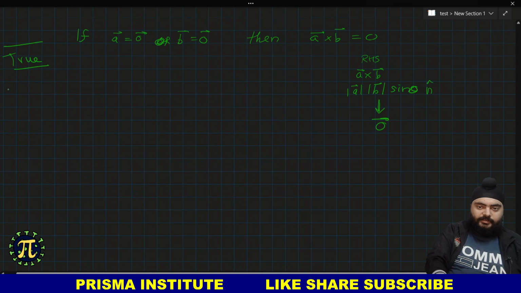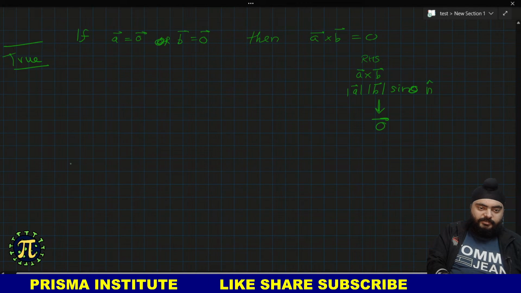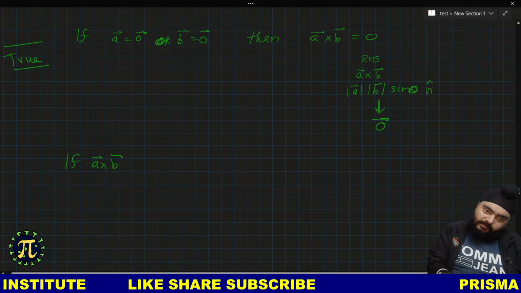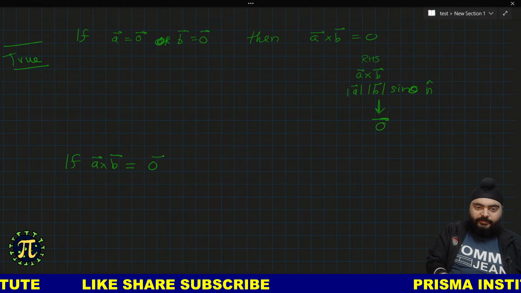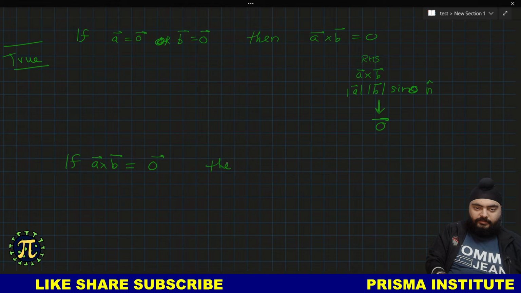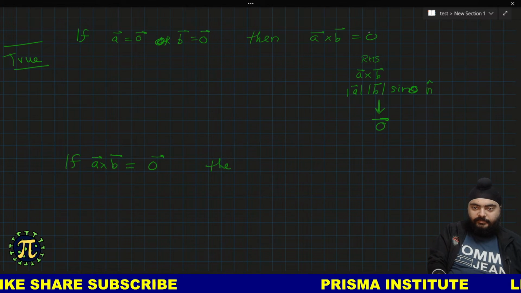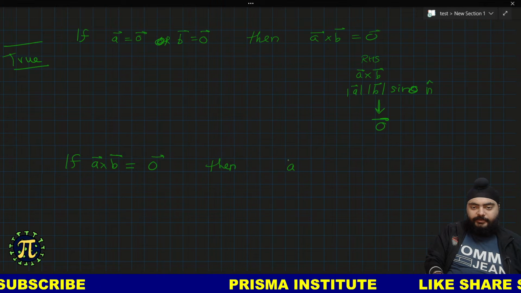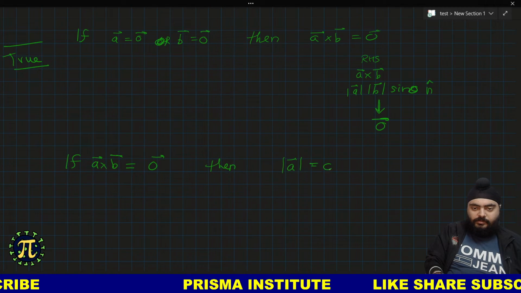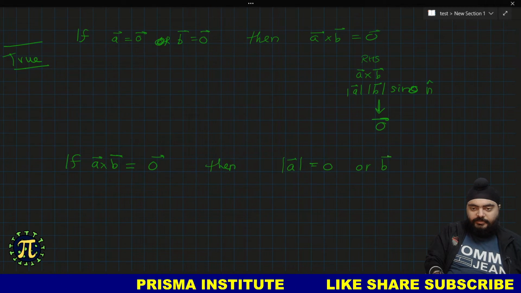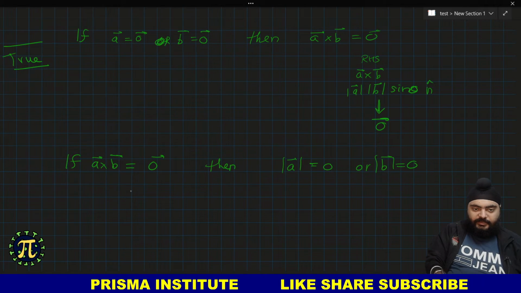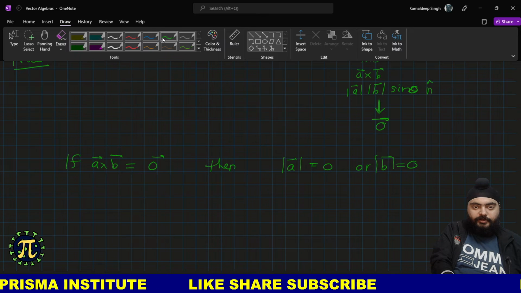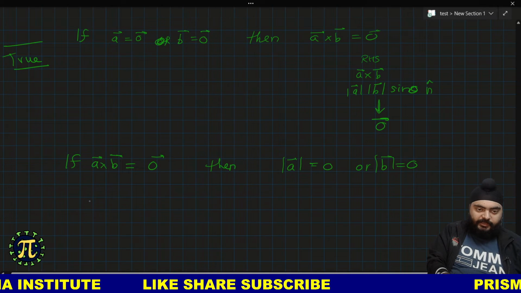And justify the answer. So inverse क्या होगा? If A cross B is null vector, then will magnitude of A be 0 या फिर magnitude of B be 0? Is this necessary? Let's check that. So given condition को check करेंगे which you already know exists. So given condition के A cross B is 0.